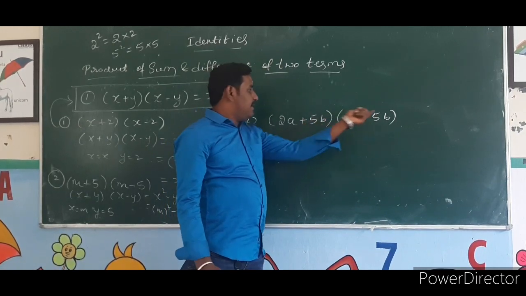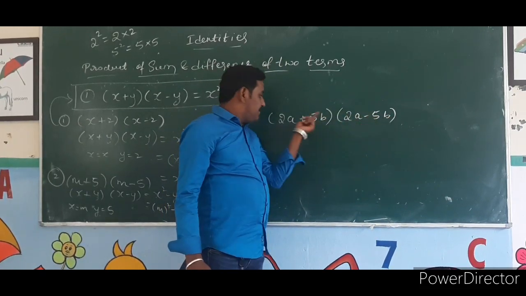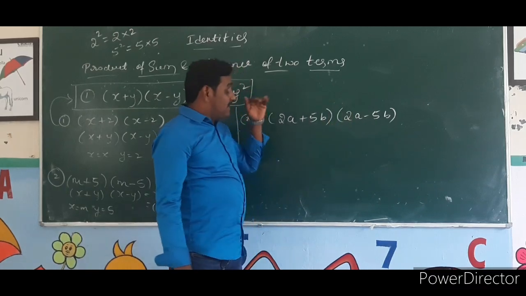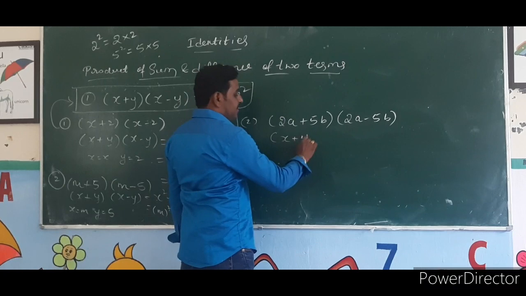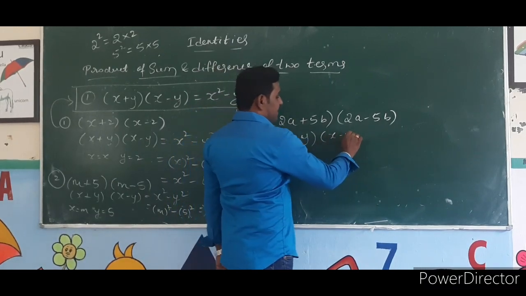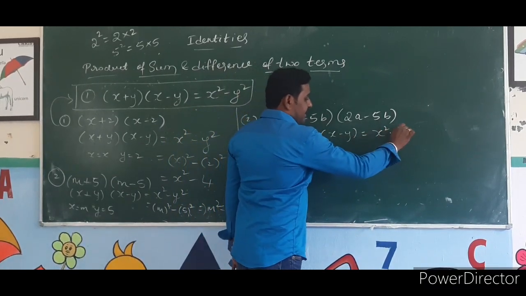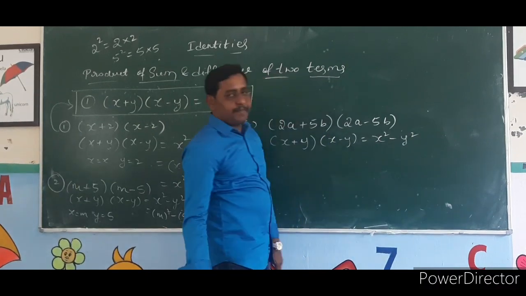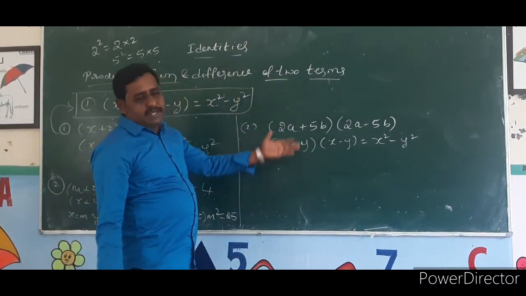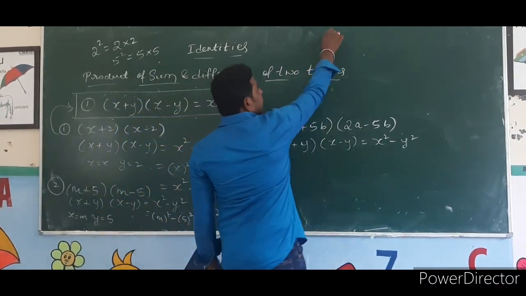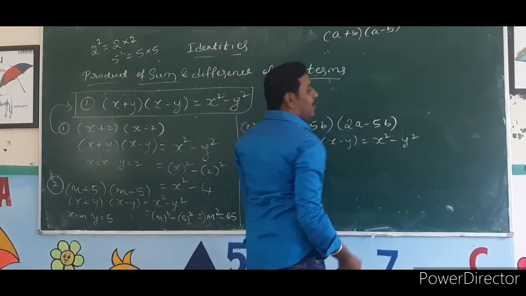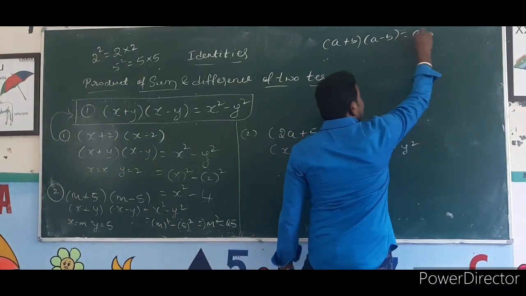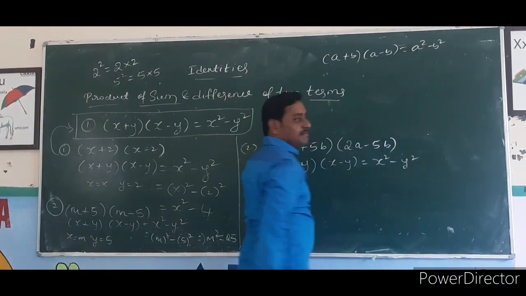Second term 5b, here also second term 5b, with plus and minus. So in this case we can directly apply the formula (x + y)(x − y) = x² − y². Suppose I take (a + b)(a − b), what happens? It is a² − b².